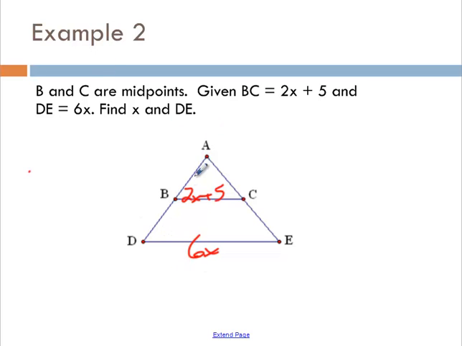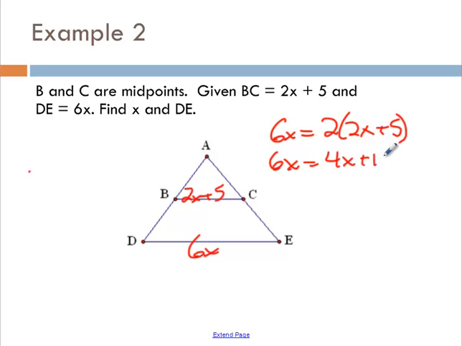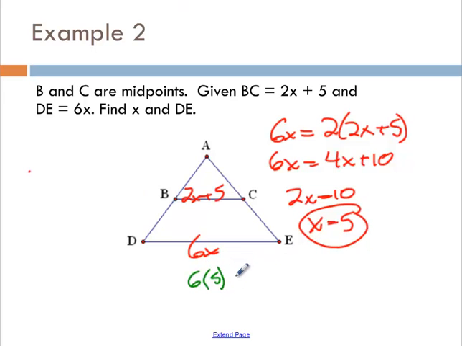And to find x, I know that BC is half of DE, or that DE is twice as big as the midsegment. So when I start to solve this, I get 6x equals 4x plus 10, 2x equals 10, so x is 5. So there's part of my answer. And I'm going to take 5, and now I'm going to plug it back in. And DE is 30.